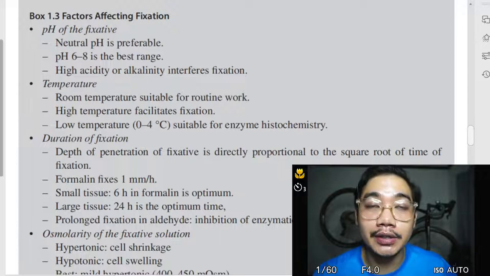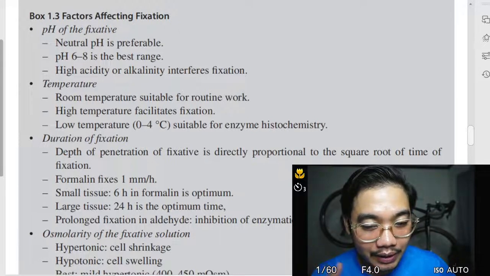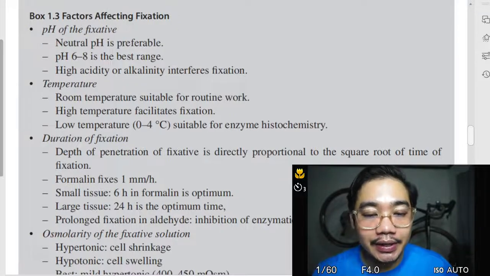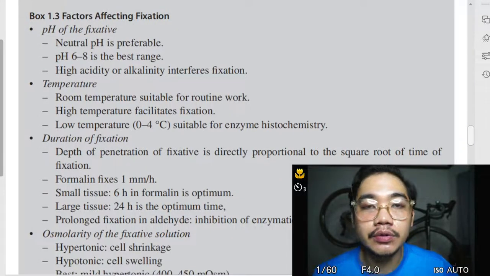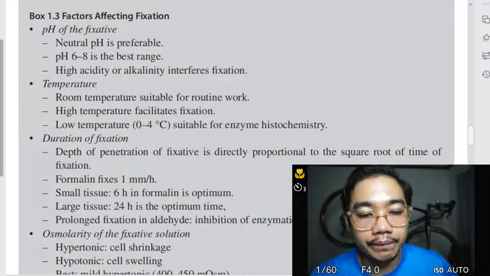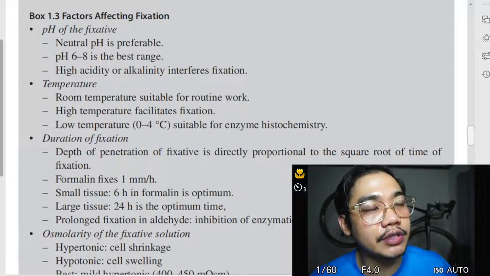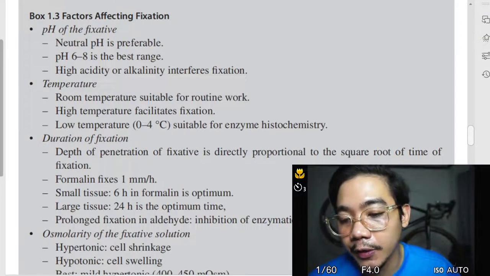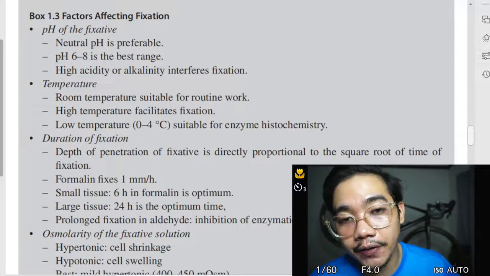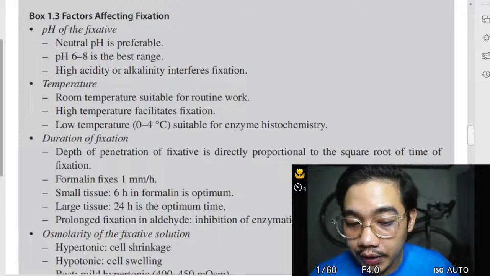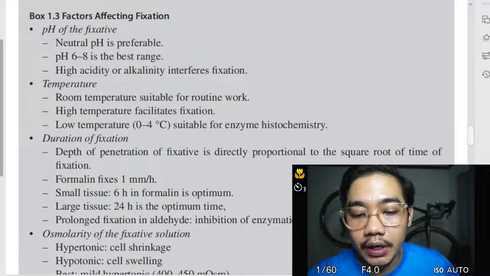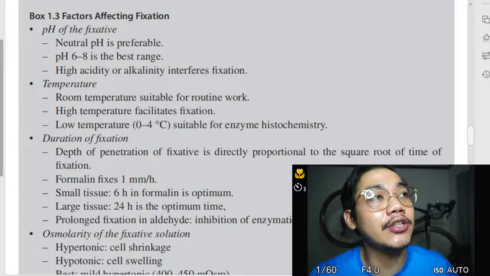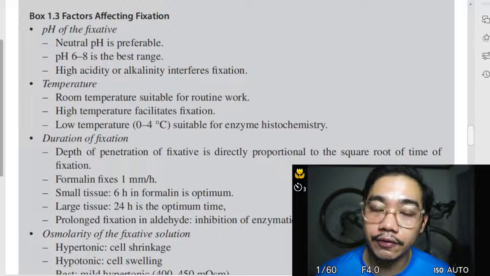So, depth of penetration is like marination. The deeper it goes, the more formalin enters. Formalin can fix about 1 mm per hour. Fixation with formalin depends on how thick the specimen is. So if you have a 5 millimeter specimen, 5 by 5, and formalin fixes 1 mm per hour, that piece of tissue is fully fixed within 5 hours, meaning all cells and all tissues have complete methylene bridges. So it's fully fixed.